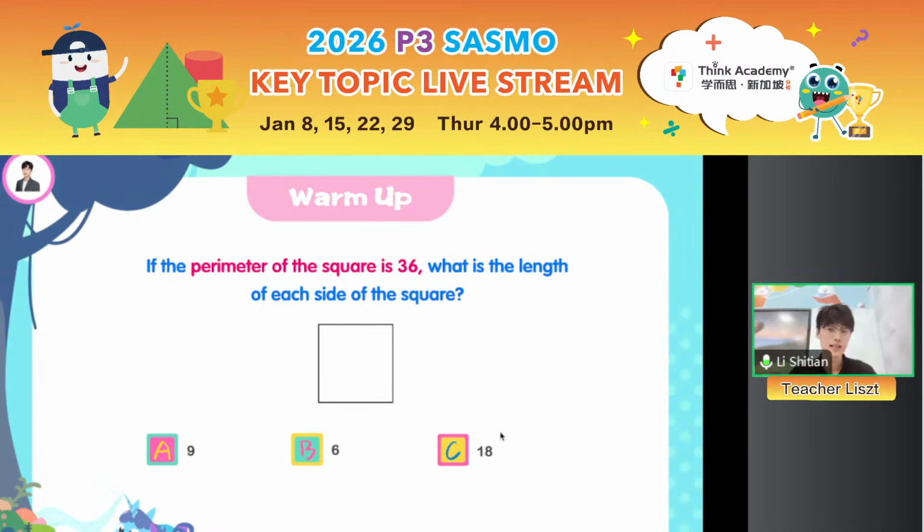So now, what about this one? Actually, same, right? The perimeter of the square is 36. What is the length of each side of the square? Very, very easy, right? Because we know that these 4 sides are all equal, right? So what is the answer? We only need to use 36 divided by 4, right? So actually, the answer is 9, right? So we need to choose the option.